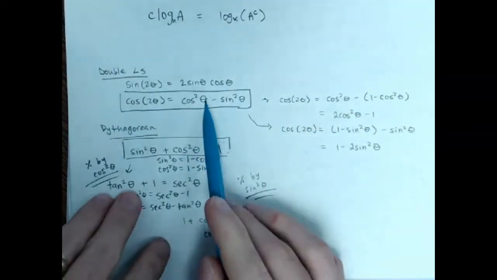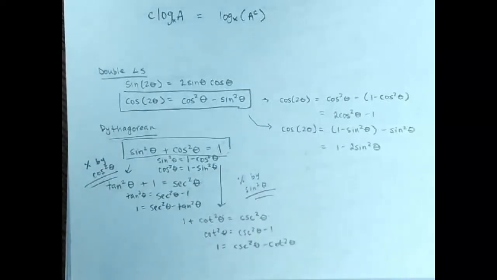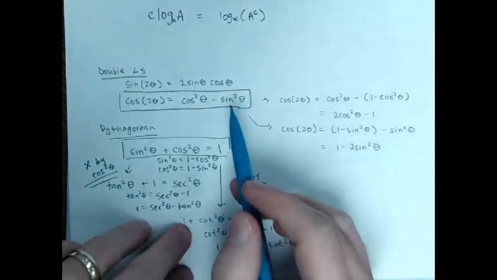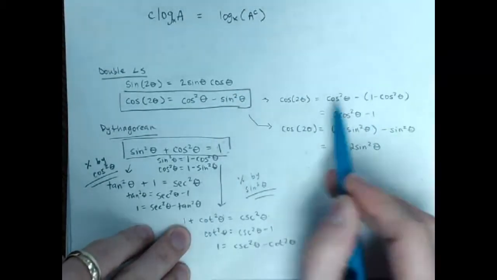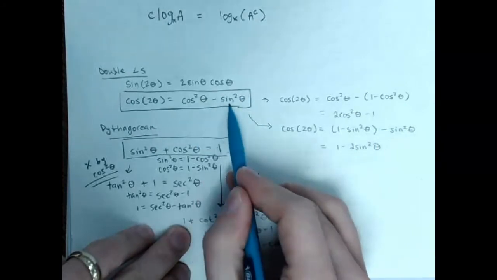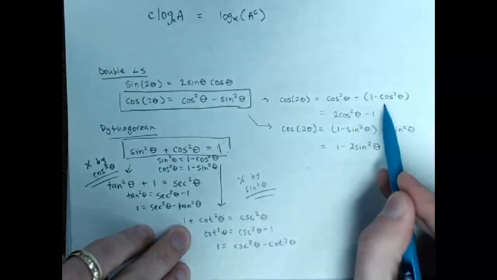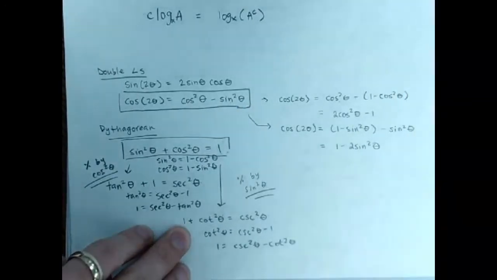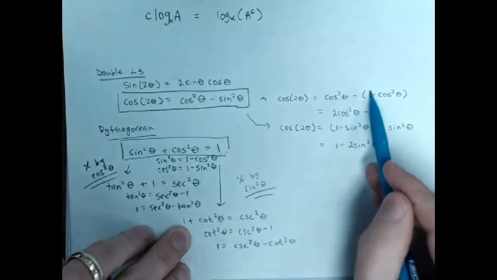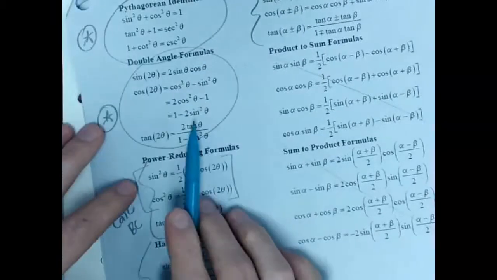So here, I'm taking this main one, and if I wanted to get rid of the sine squared, like sometimes you're working an equation and you only want to have cosines. So I could take this sine squared, and I could use a Pythagorean substitution. And instead of cosine squared minus sine squared, I could have cosine squared minus, and I'd do my Pythagorean substitution, right? Instead of the sine squared, 1 minus cosine squared. And then you could just distribute the negative, and you get this extra cosine double angle, which is there on your formula sheet for you.